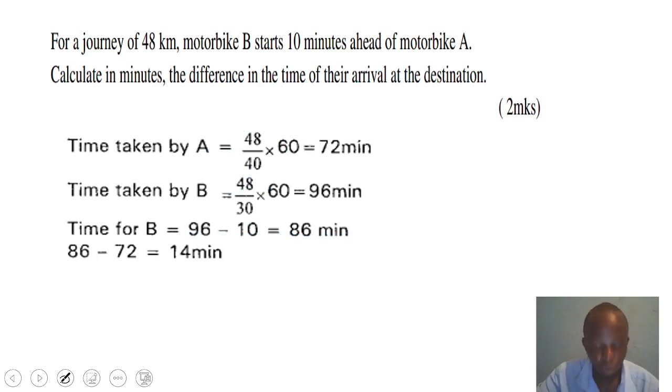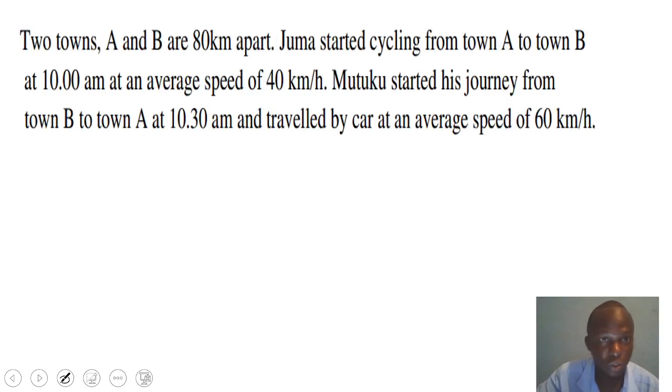Let us go to the next question. Two towns A and B are 80 kilometers apart. Juma started cycling from town A to town B at 10 a.m. at an average speed of 40 kilometers per hour. Mutuku started his journey from town B to town A at 10:30 a.m. and traveled by car at an average speed of 60 kilometers per hour.